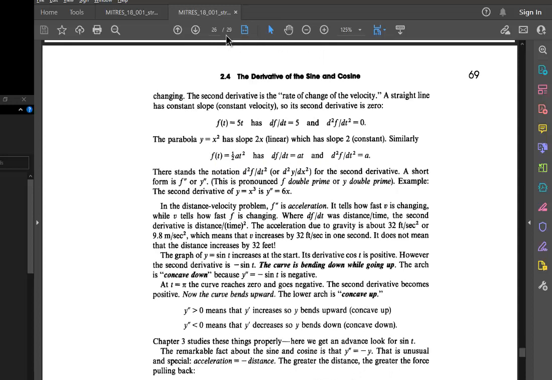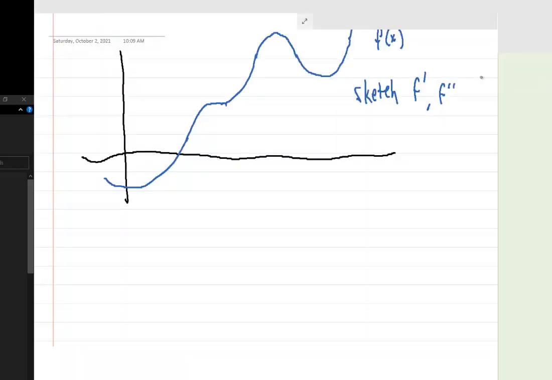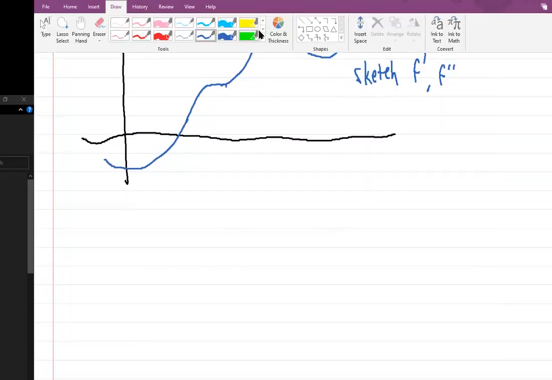So ideally, given a graph, you should be able to sketch the derivative and the second derivative of the given function. For example, here I sketch this function. This is f of x. Now suppose I want to sketch f prime and f double prime. This is something you should be able to do. So let's go ahead and sketch these.